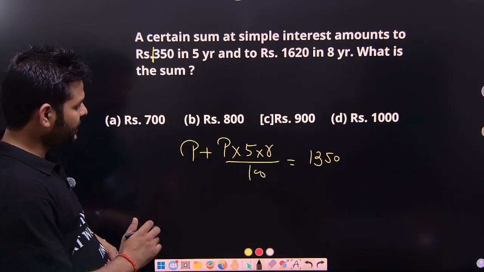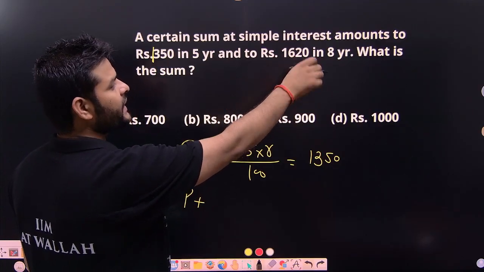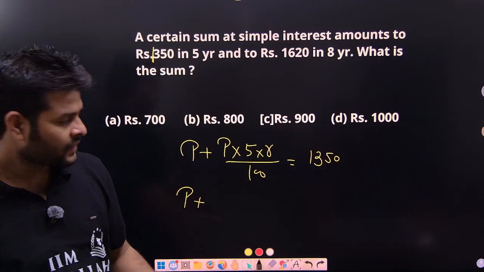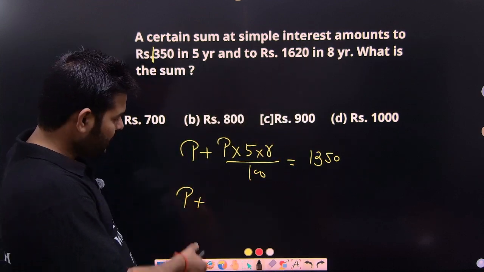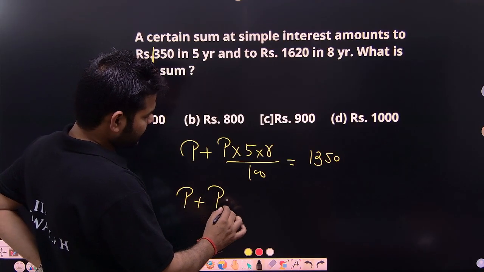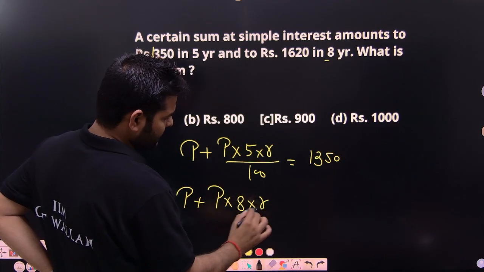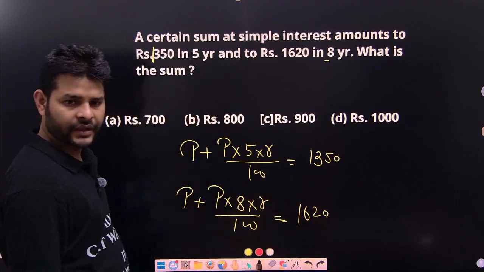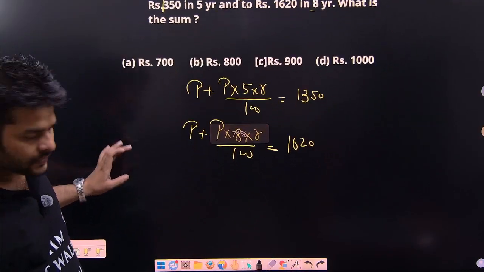And in the same manner, principal plus interest in 8 years becomes 1620. In 8 years means next 3 years. From here, next 3 years it takes to become 1620. So again principal, basically if you want you can directly take 8 years, 8 years R percent upon 100, it becomes 1620. Got it? By solving these equations we can find out the principal P.